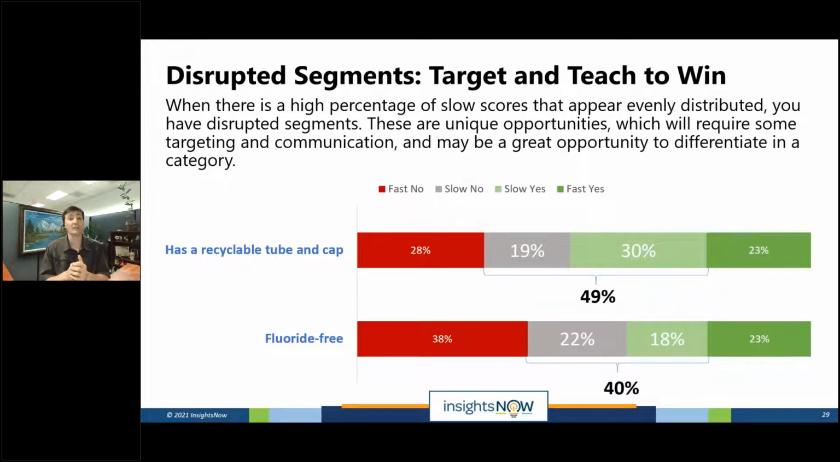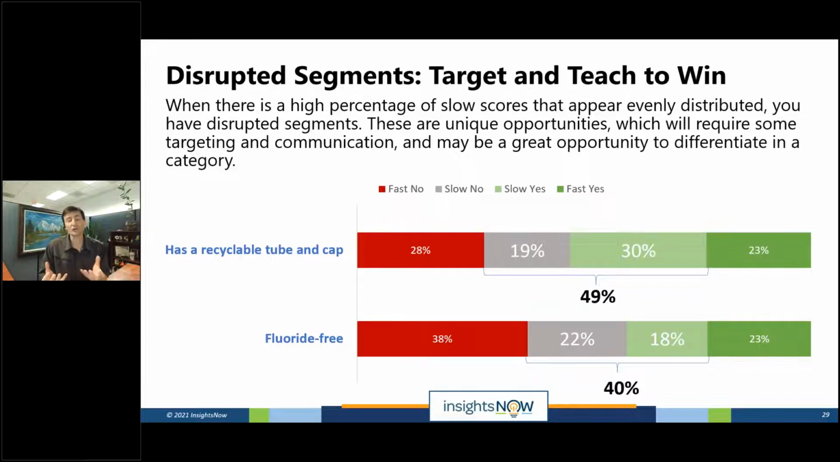Sustainability is a tough topic today. And if I ask people if having a recyclable tube or cap on their toothpaste is important to them during their nightly brushing routine, 49% of the people, just asking them that disrupted them. It made them go, I'm not really considering that. And then notice in this case, slightly positive skew, right? Versus a slightly negative skew.